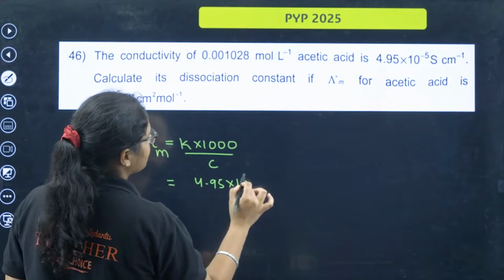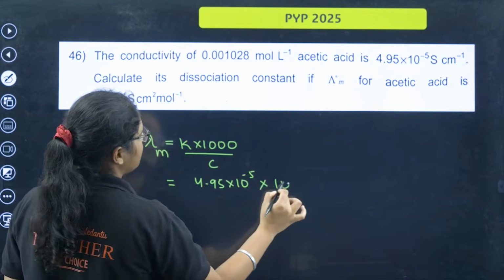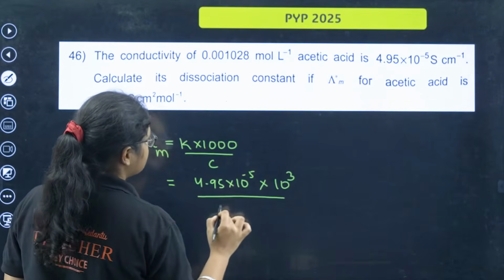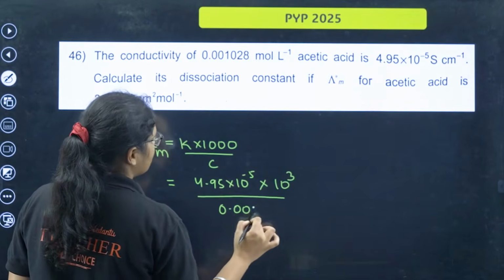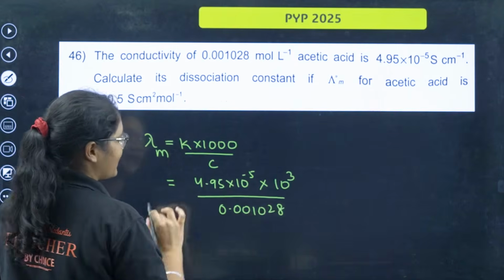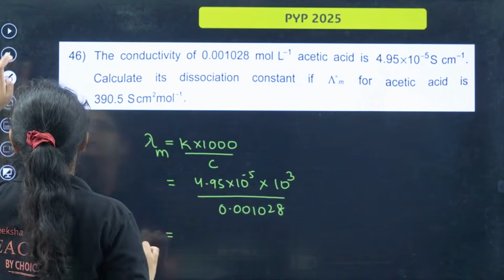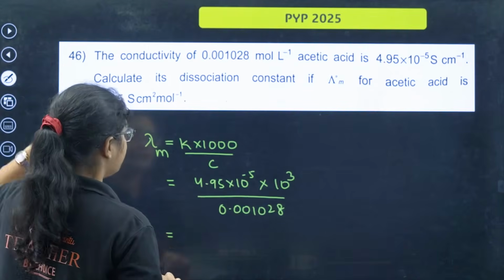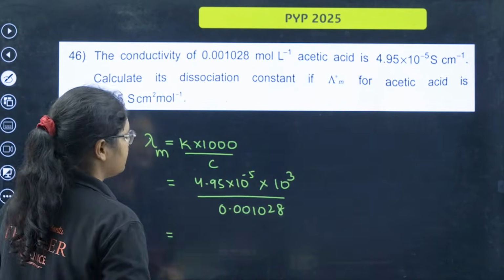4.95 into 10 to the power of minus 5, then into 1000 divided by C, 0.001028. That value you have to calculate. Okay. So just a minute. Yeah, this will give me the molar conductivity value.